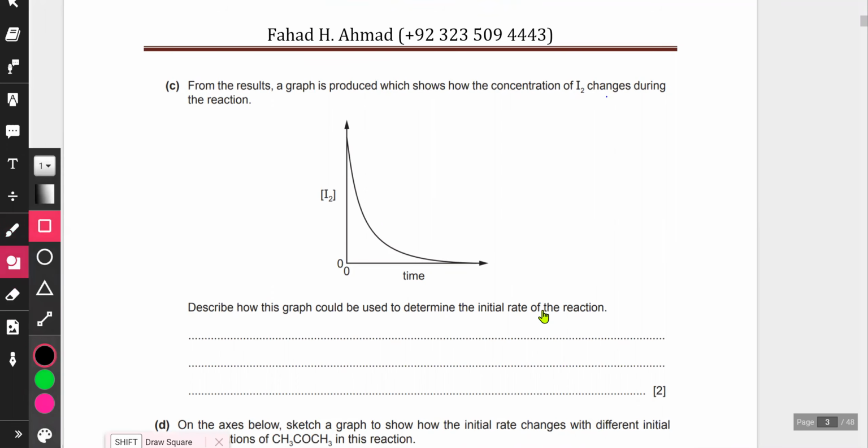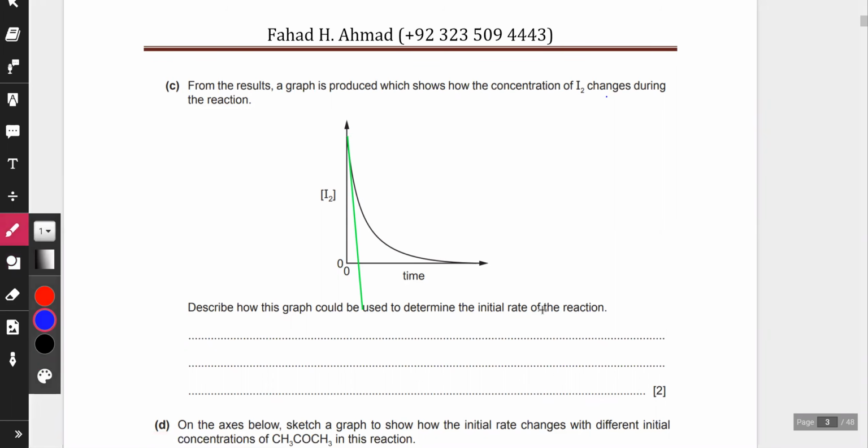What you're going to do is plot a gradient right at the beginning. Let's say this is the gradient. So describe how this graph could be used to determine the initial rate of the reaction. That's how you're going to do that. I'm going to check the marking scheme for this as well: measure the gradient at t is equal to 0.